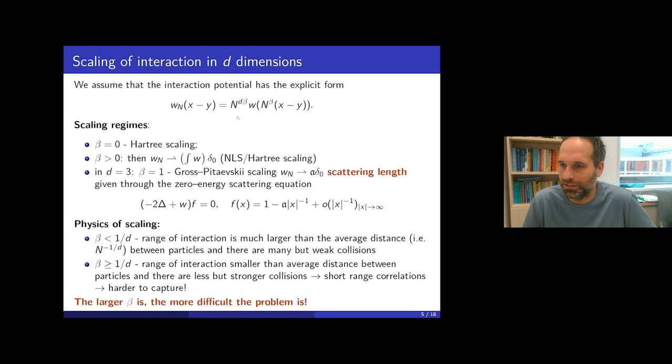Now, when beta is becoming larger, then the range of the scaled interaction is much smaller than the average distance between the particles. And there are far fewer, but much stronger collisions, heuristically. The point is that short range correlations occur in such systems, and they are actually much harder to capture mathematically. For the mathematical analysis, the larger the beta is, the more difficult the problem is.